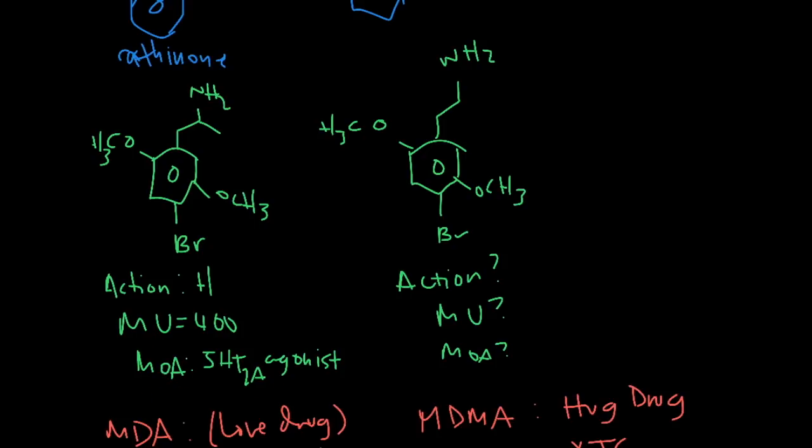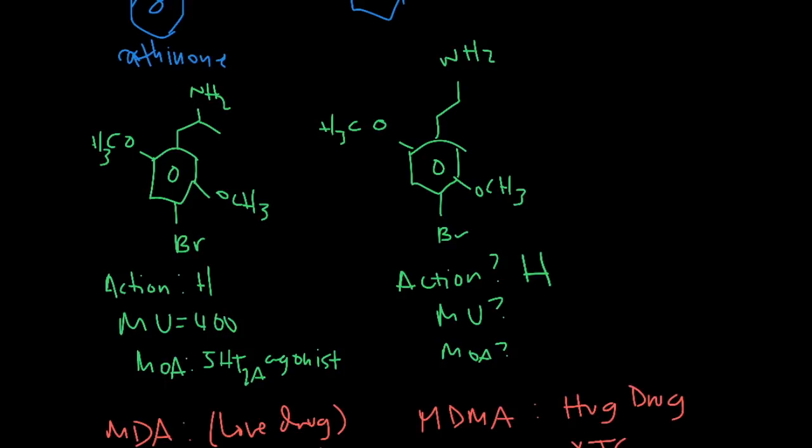What happens if I remove this alpha carbon right here? What does this make this compound? A hallucinogenic stimulant? If so, is it more potent or less potent? Simply put, just remember, this is the alpha carbon analog. So it's still a hallucinogen. It's just the non-alpha carbon analog. What would the MU be? What would the potency be? More potent or less potent hallucinogen? It's a less potent hallucinogen.